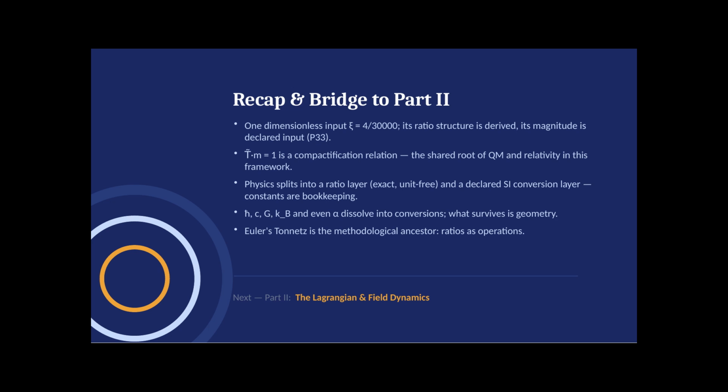Slide 13. Quick recap before we move on. One dimensionless input, ξ. Structure derived and magnitude declared. T tilde times m equals 1 as the compactification relation, tying quantum mechanics and relativity together. A ratio layer that's exact, plus a declared SI conversion layer with the constants playing the role of bookkeeping. And what remains, once you clear all that away, is pure geometry, with Euler's tone net as the ancestor of the method. Next up, part 2, the Lagrangian and the field dynamics.